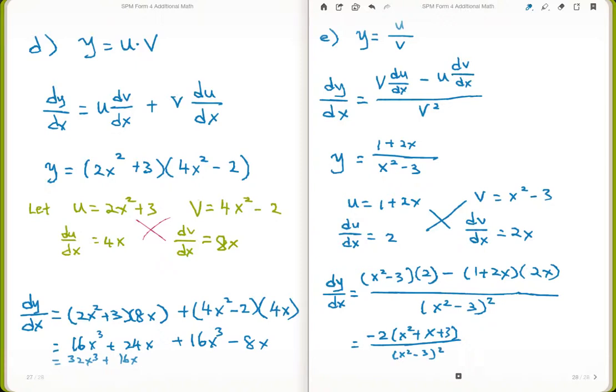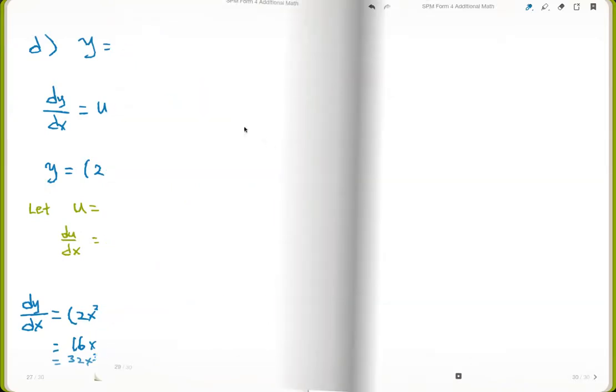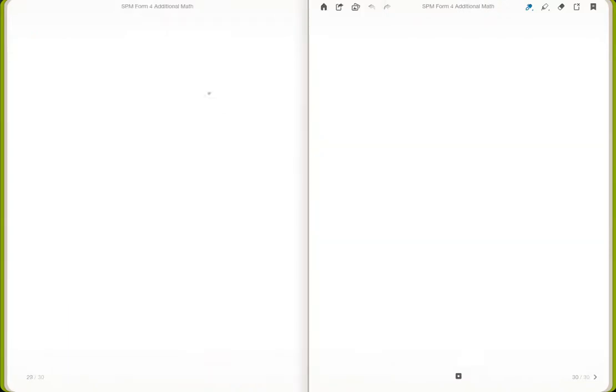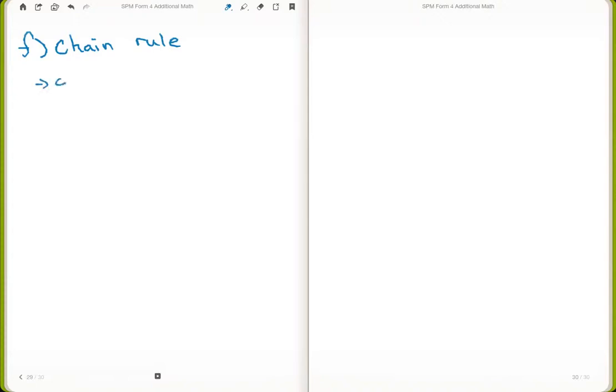Now next, really the last part of composite functions, the fifth one, F. You call it the chain rule for a composite function.